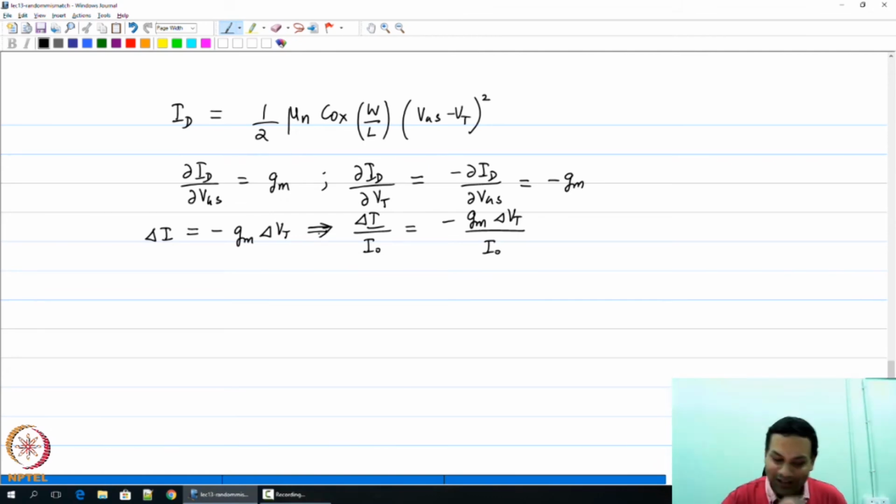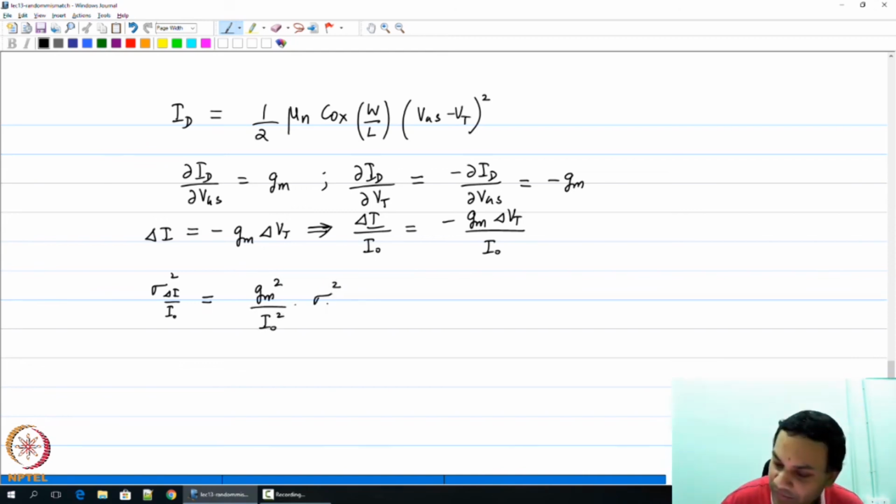Once I know this, what I actually want to find is the distribution. So I am going to find out sigma squared of delta I by I naught. This is actually what I want. I want to find out either the standard deviation or the variance, so that I can find out how tight the distribution is of the output current relative to I naught, of course. So this sigma squared of delta I by I naught is now going to be Gm squared by I naught squared times sigma squared Vt.